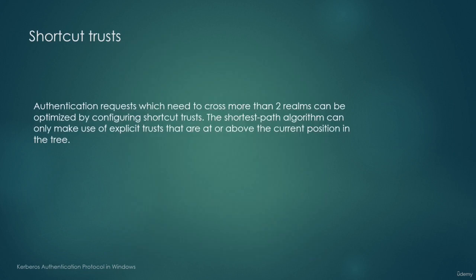Authentication requests which need to cross more than 2 realms can be optimized by configuring shortcut trusts. The shortest path algorithm can only make use of explicit trusts that are at or above the current position in the tree.